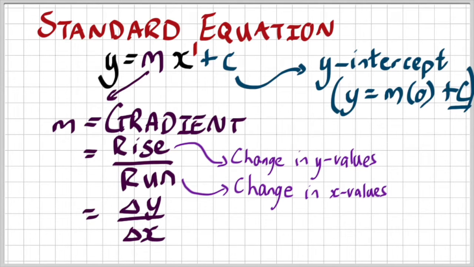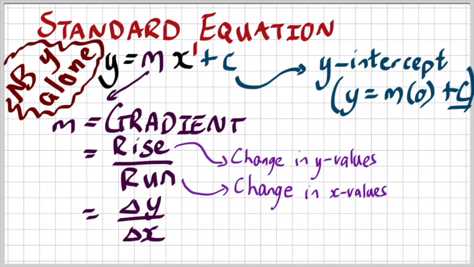But, and here's that big but, the y must be on its own. The y cannot have a 2 in front of it, or a 3, or a negative, or there can't be x's on the left as well. Y has to be isolated. It has to be on its own, okay?